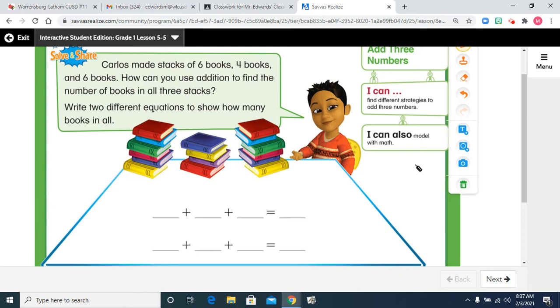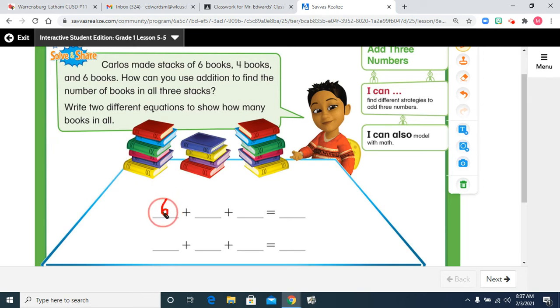Carlos made stacks of 6 books, 4 books, and 6 books. How can you use addition to find the number of books in all 3 stacks? Write 2 different equations to show how many books in all. Okay, so let's start out with our first equation. If we look at the numbers that they gave us in the story problem, we'll just do them in order, just like they are in the story problem.